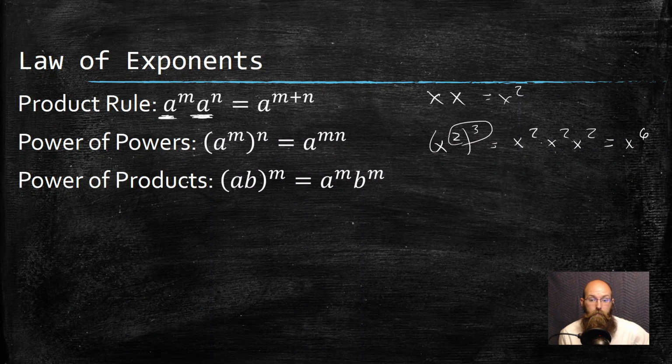Now I have power of products. So I have a product, two things being multiplied together, and they're all being raised to an exponent. I can kind of distribute that exponent to each of those two things. An example of this, (xy) squared. Well, that would be like xy times xy, right? Two of those things multiplied together. I could reorder that with the commutative property of multiplication. And that just gets me x squared, y squared, which is kind of cute.